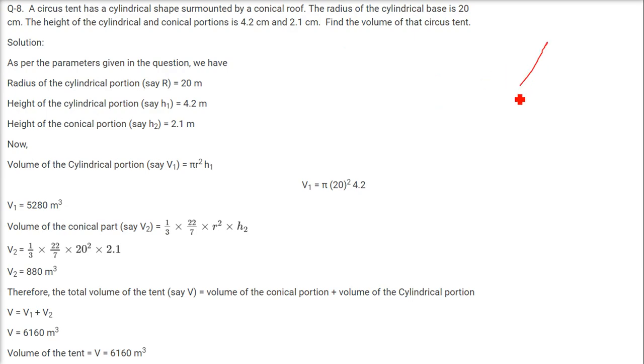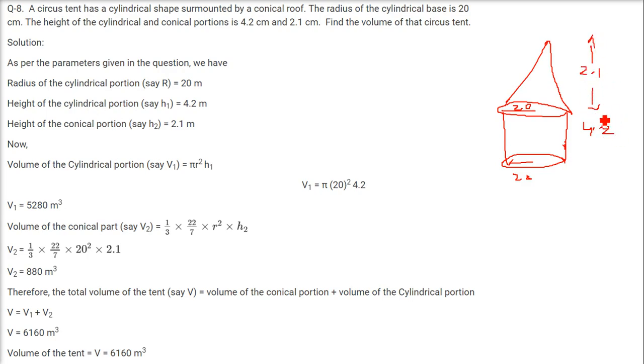So here we have a circus tent, with a conical shape on top and a cylindrical shape below. The radius of the cylindrical base is 20, so this is 20, this is also 20. The height of the cylindrical portion is 4.2 and the conical portion is 2.1. Find the volume of the circus tent. So the parameters given here are like this.